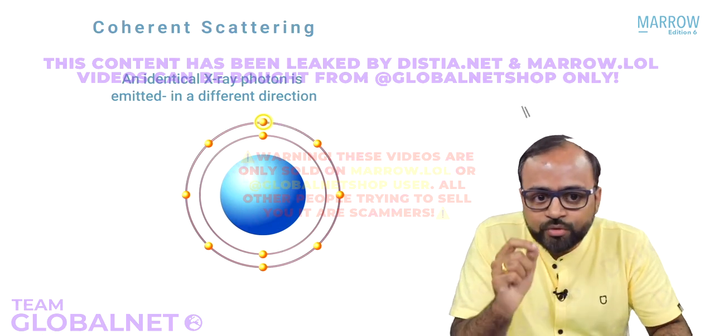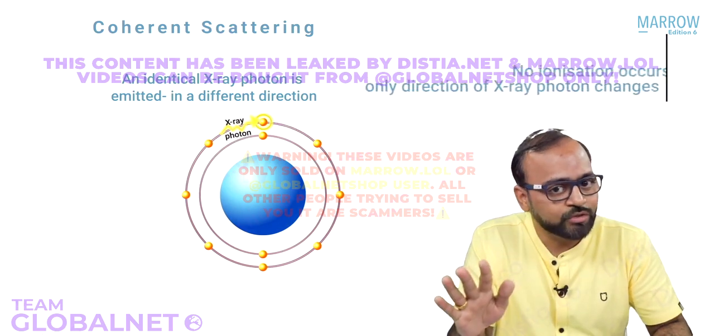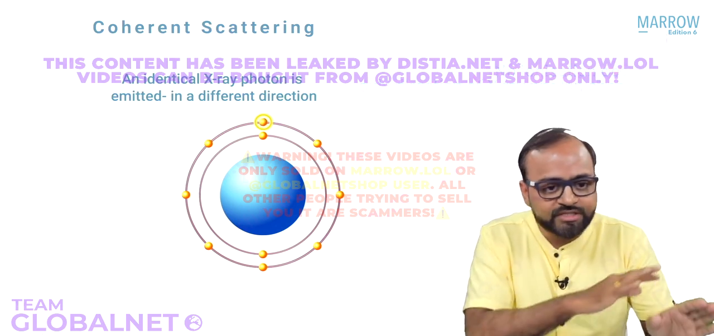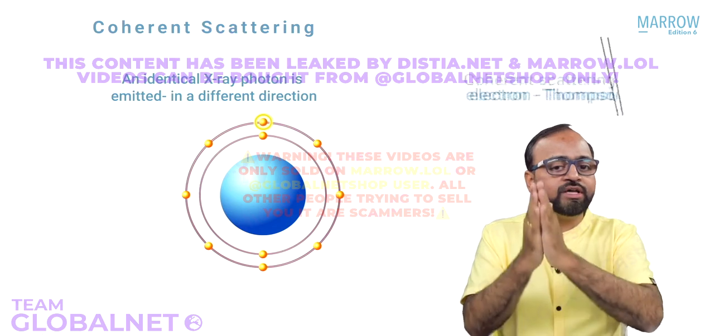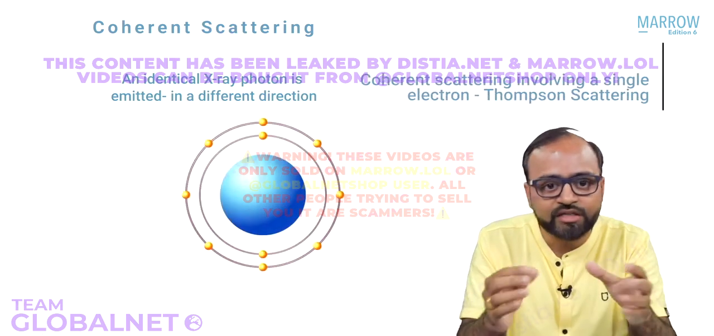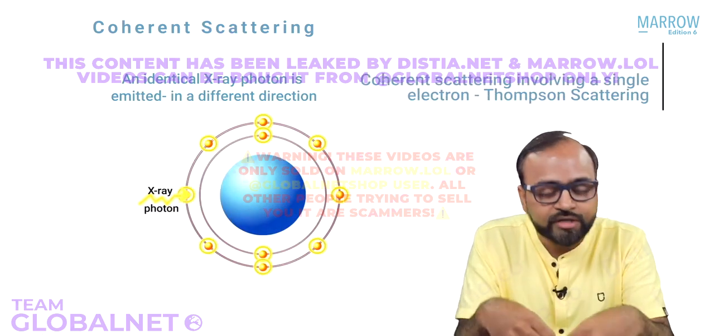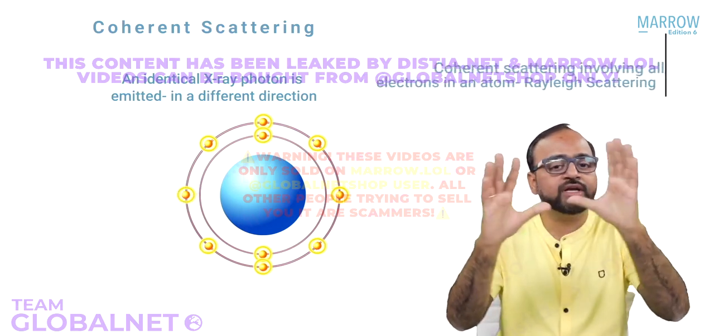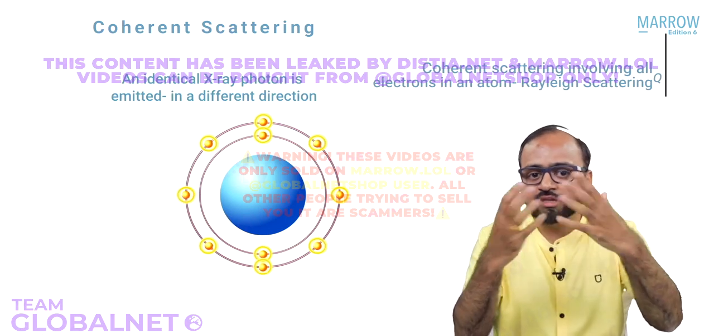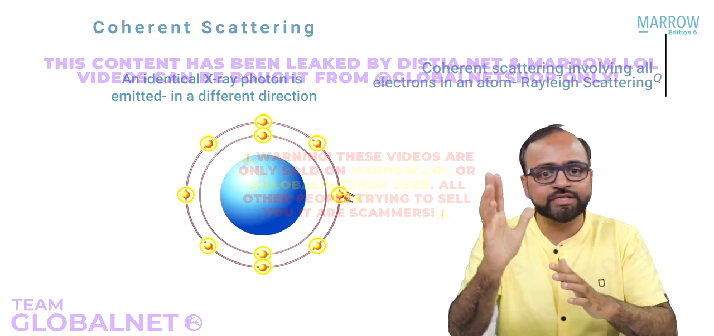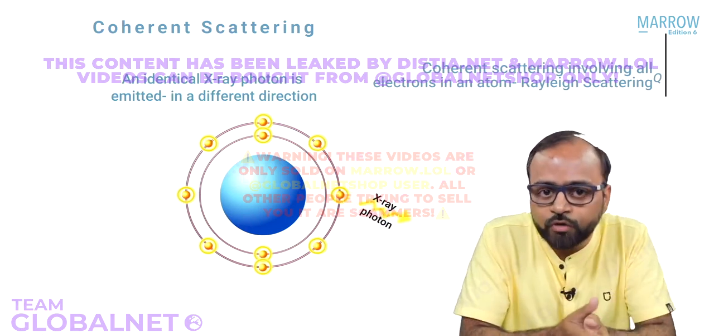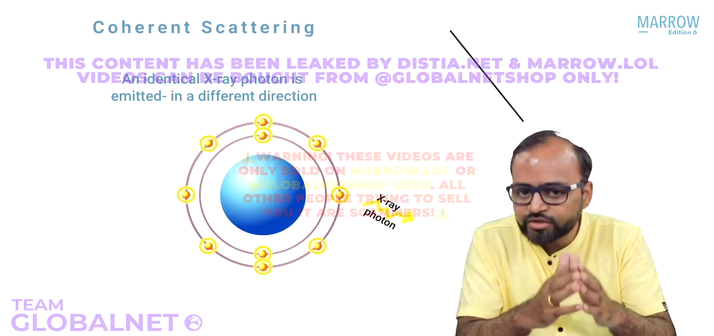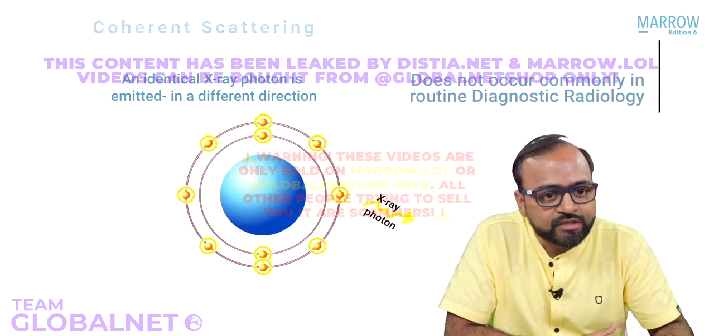So what happens in coherent scattering? No ionization occurs. Only the direction of the X-ray beam changes. If this interaction involves only a single electron, it is called Thomson scattering. But if the coherent scattering involves all the electrons in the atom, which are given energy, they get excited, they vibrate together and a new X-ray photon is released, all electrons are involved, that is called Rayleigh's scattering. Coherent scattering is not very commonly seen in routine clinical practice.